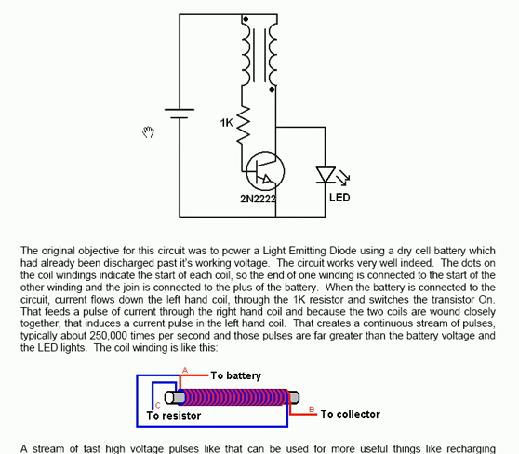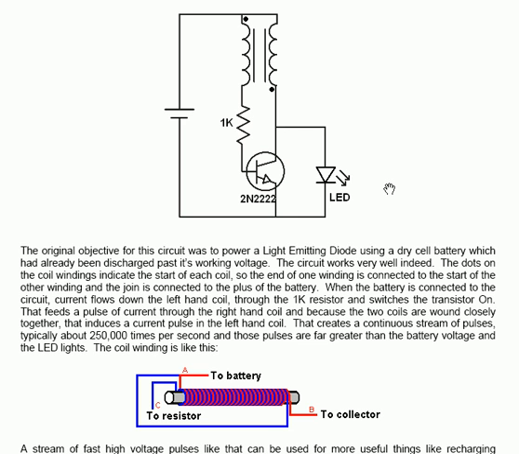The system itself operates about 250,000 times a second, and the pulses generated are far greater than the battery's voltage. The coil is effectively very simple to wind. You wind it from 2 strands of wire. It doesn't have to be very long or great. But a stream of high voltage pulses like that can be used for more useful things, like recharging powerful batteries.